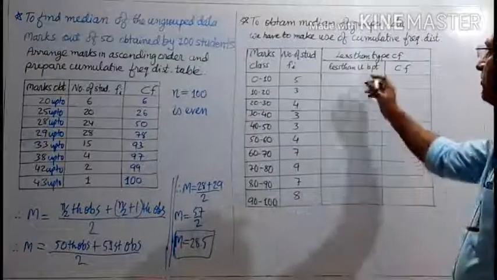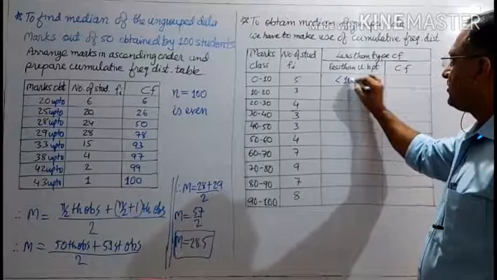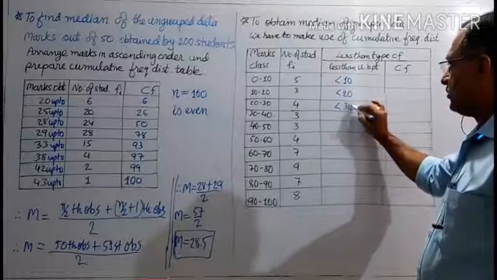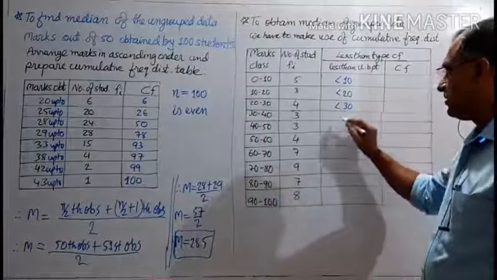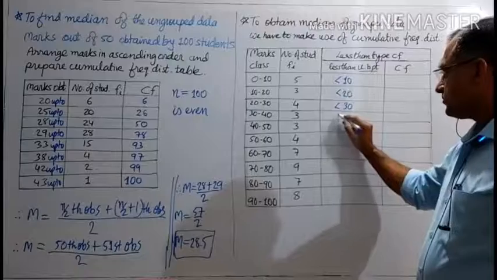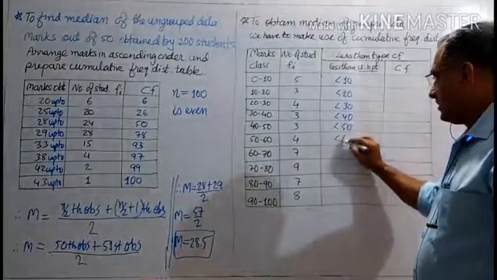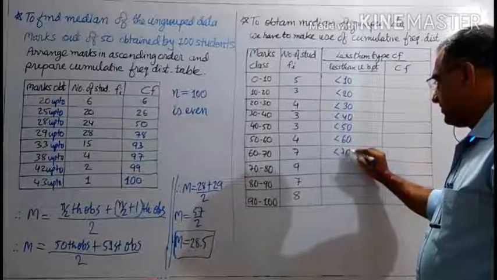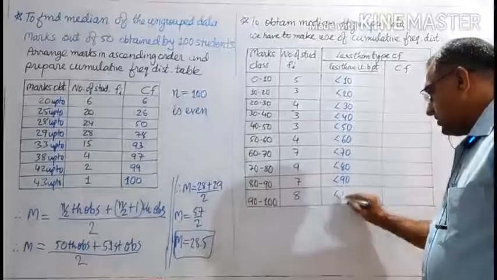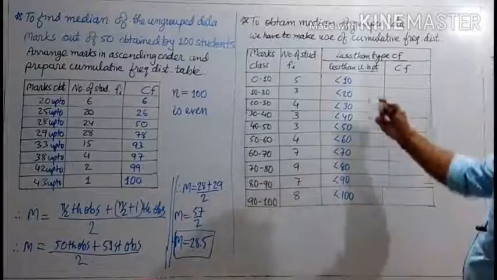So first of all we will go for less than upper boundary point. We say less than 10, less than 20, less than 30. No need to put the sign of less than; you can write the upper boundary point. Less than 40, less than 50, less than 60, less than 70, less than 80, less than 90, and less than 100. How many students are there having less than 100? All, equal to n. Let us see how many there are.